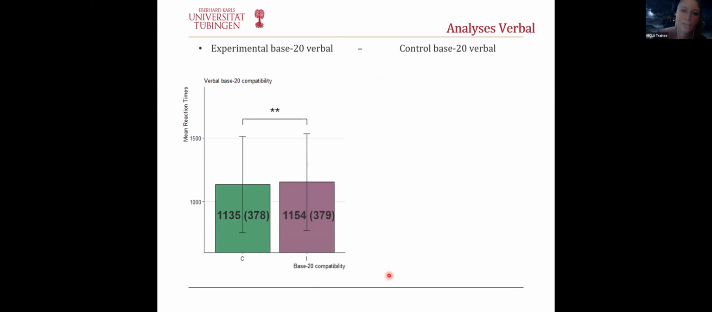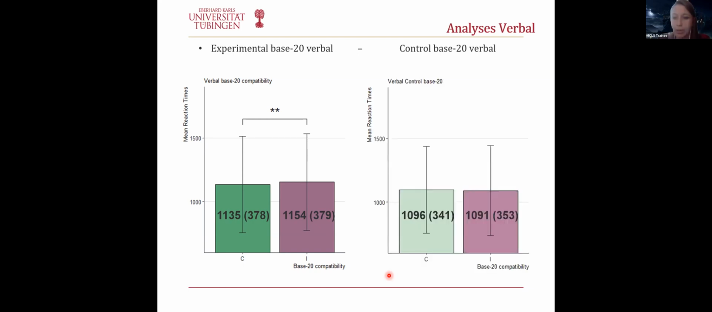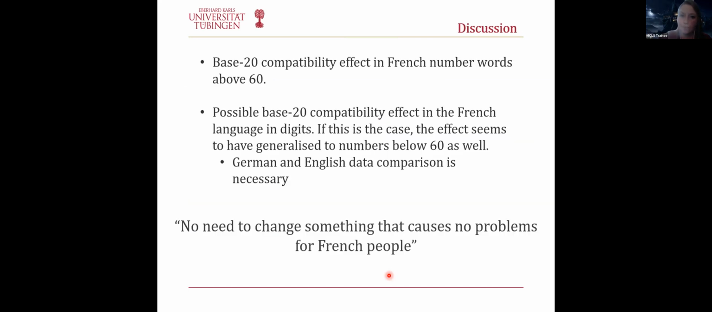And then we did the same for the verbal. We just compared the base 20 incompatible trials with the compatible trials. And we found a base 20 compatibility effect in the verbal trials, in the experimental verbal trials above 60. And this time we couldn't replicate this in the control trials. So within the verbal trials, we can conclude that we find some base 20 compatibility effect.